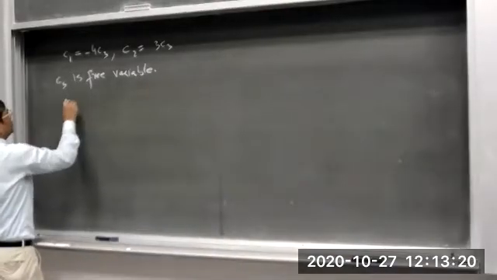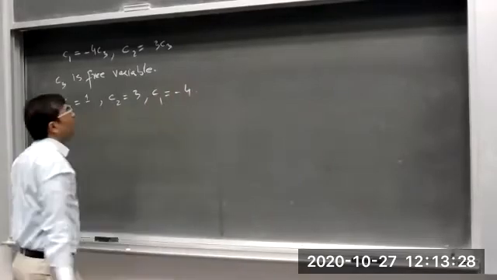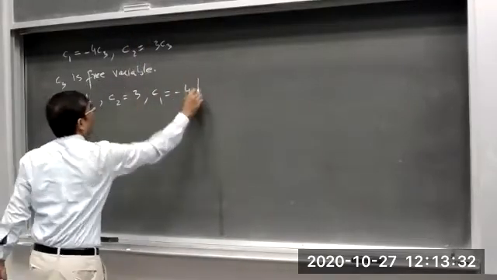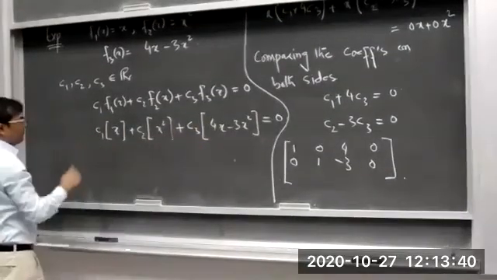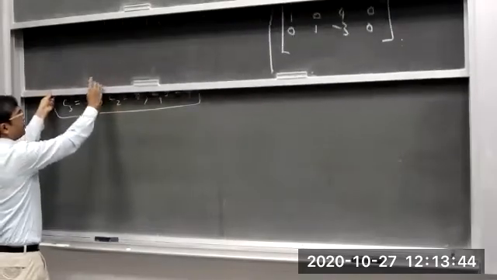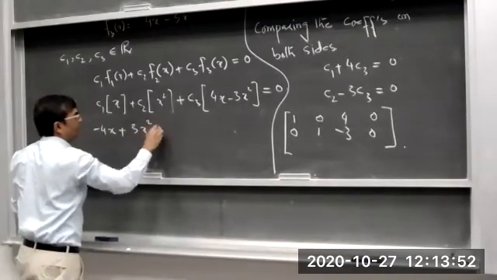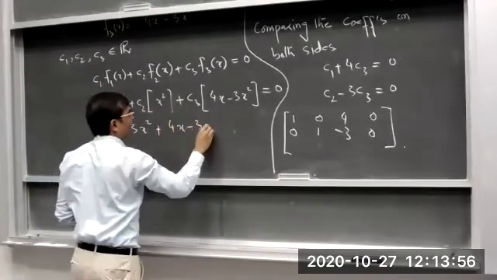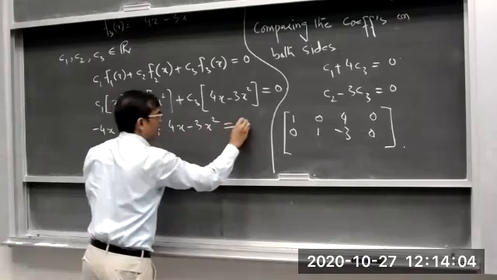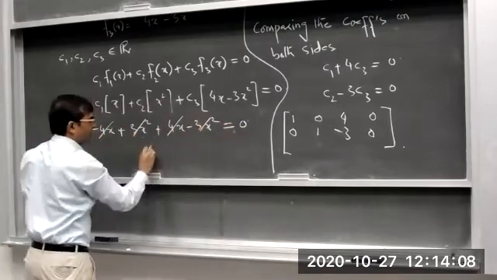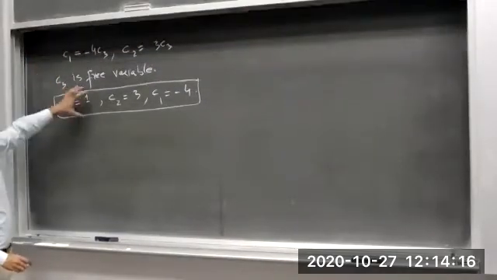If we choose the value of C3, for example 1, then what will C2 be? 3, and C1 will be -4. So these are the values of the constants which satisfy this equation. So the value of C1 here is -4, so -4x plus C2 is 3, so 3x squared, plus C3 is 1. So 4x minus 3x squared. Is this expression equal to 0? Yes, because this and this cancel, and this and this cancel. So we get 0 equal to 0 with non-zero constants C1, C2, and C3.